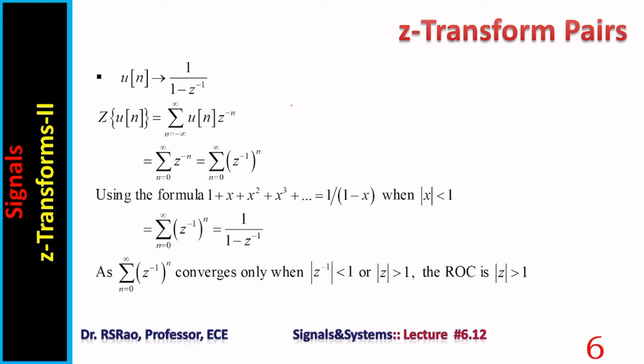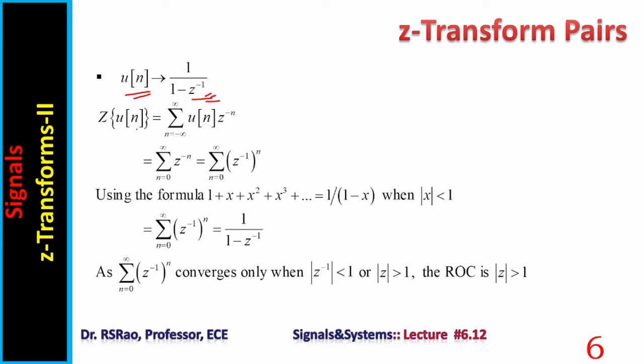Another important signal, common signal, standard signal, is the unit step sequence. Its transform can be found by applying the definition of the Z transform to u of n. Here it is given that it is equal to 1 by 1 minus z power minus 1. Now let us see how this relation has come.